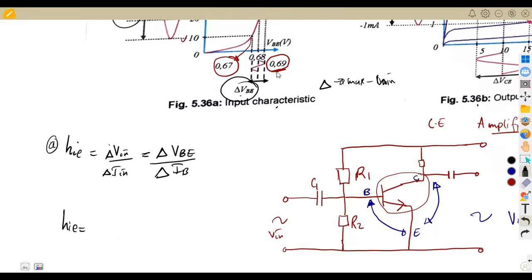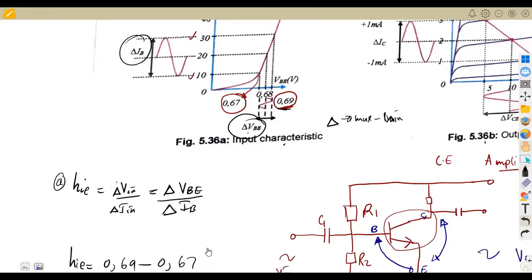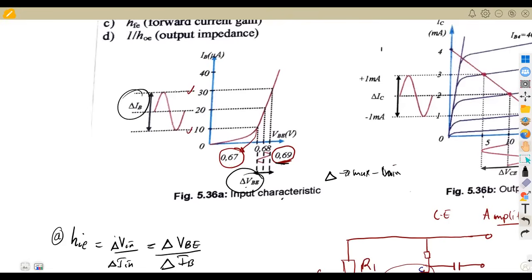So that's it. Maximum value 0.69 minus the input, which is 0.67. So the units there is just volts. We are not given millivolts or microvolts, just direct, all right? Then the current at the base is going to be maximum minus minimum, but take note of the units of current. Our current is measured in microamps, which is times 10 to the exponent of -6. So meaning to say it's going to be 30 minus 10 in microamps.